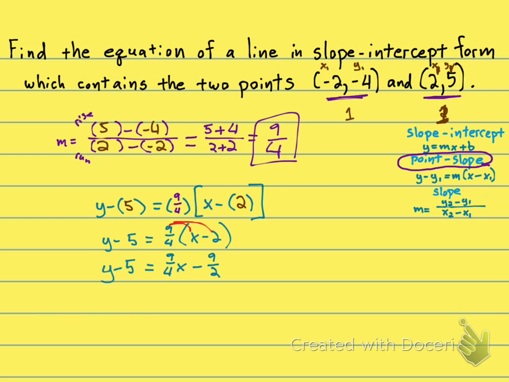I want to get my answer in slope-intercept form, which, if you notice right here, has a y by itself. So to get this y by itself, I will add 5. And if I add 5 to the left side of the equal sign, I add 5 to the right side of the equal sign. Drop down my equals. I have y equals 9/4 x minus 9 over 2 plus 5. Put that in your calculator. That's going to be plus 1/2.